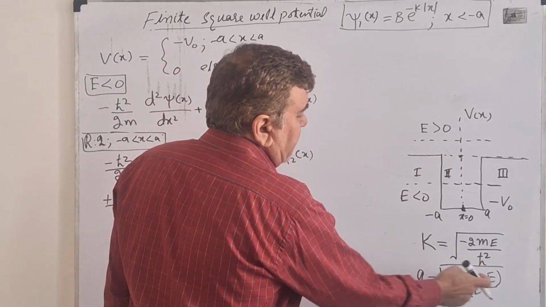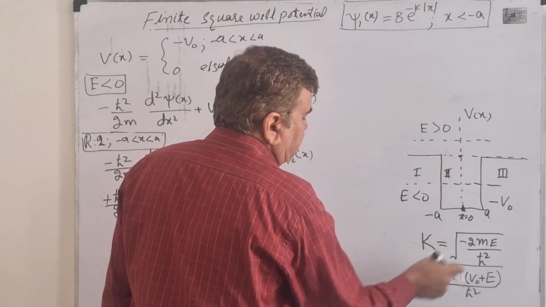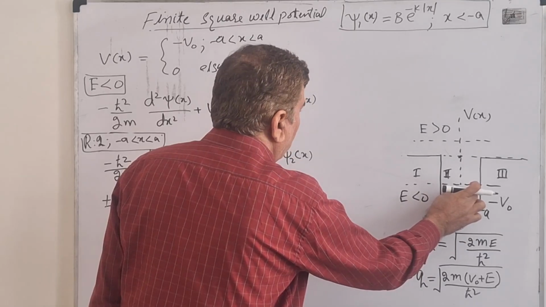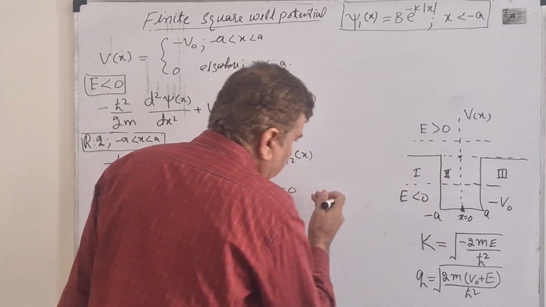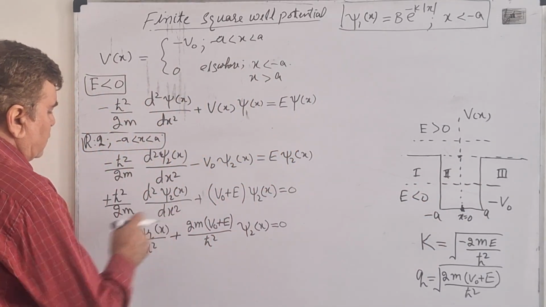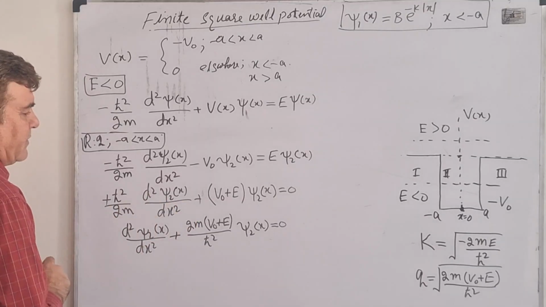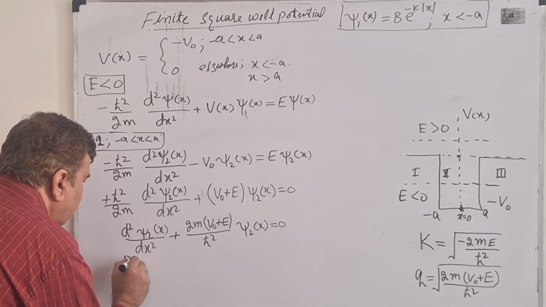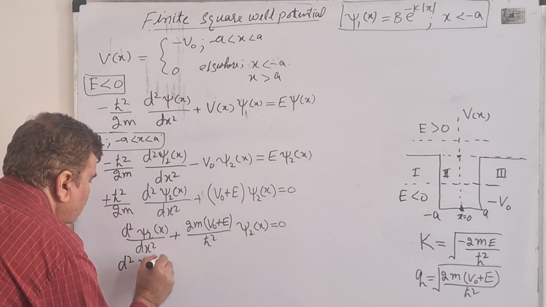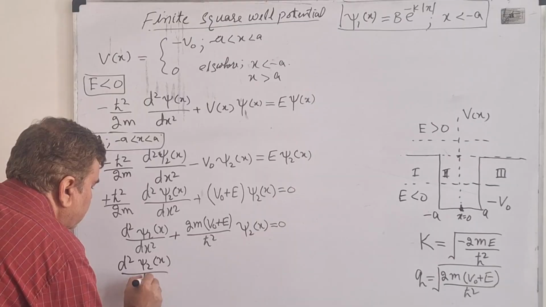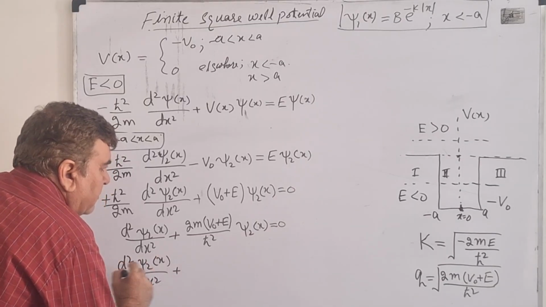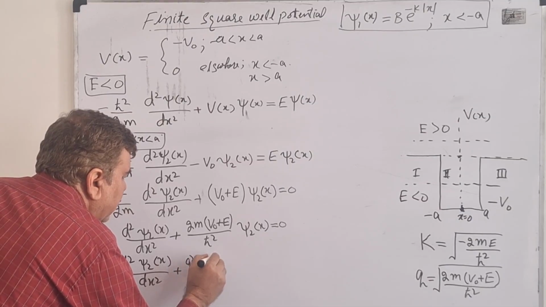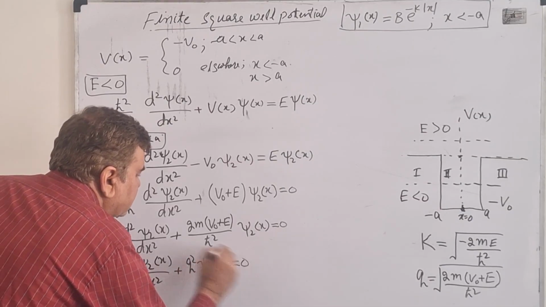Again, Q is the energy parameter. So K is the energy parameter, Q is the energy parameter within the well, and K is moved to this side of the equation. So with that value, I can write this equation in the form d squared psi 2 of x over dx squared plus q squared psi 2 of x equals 0.